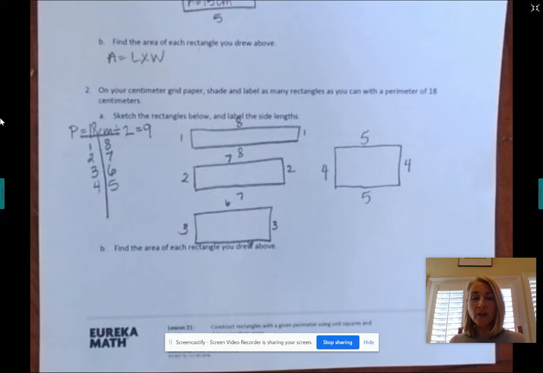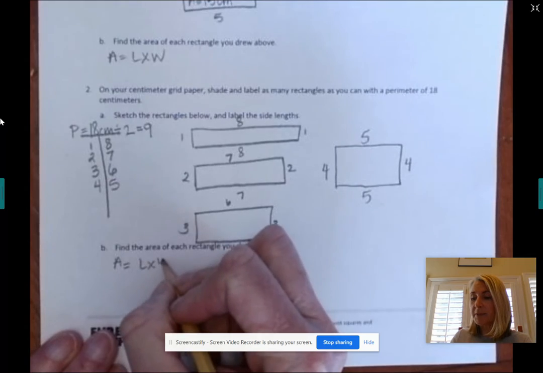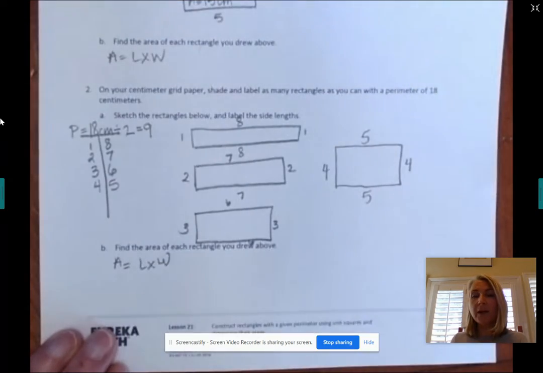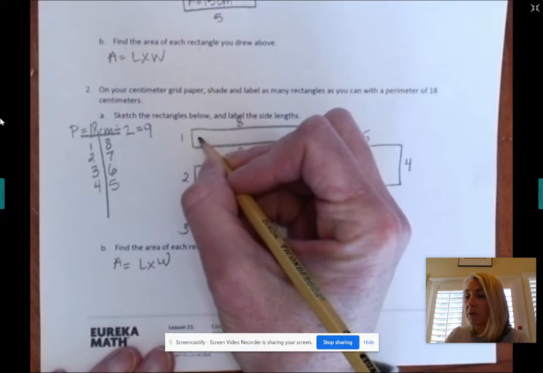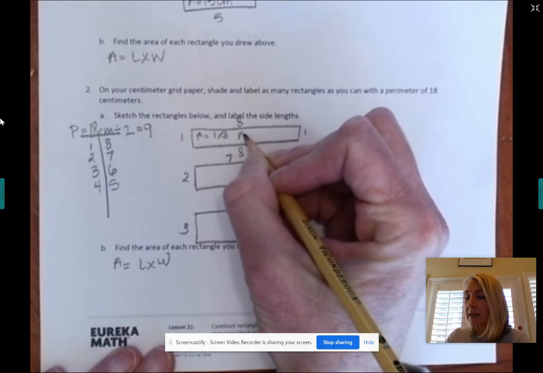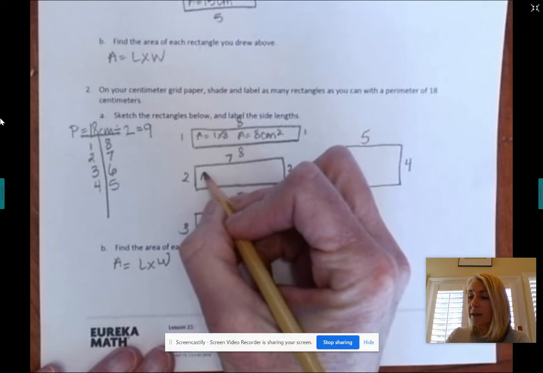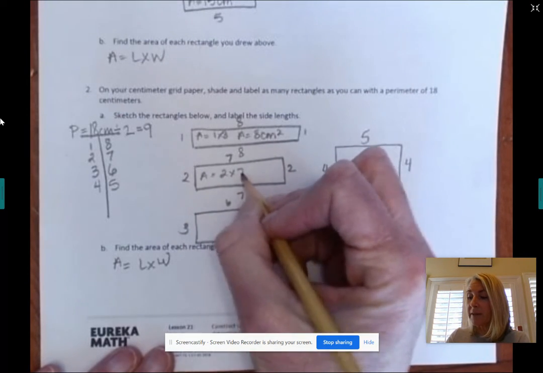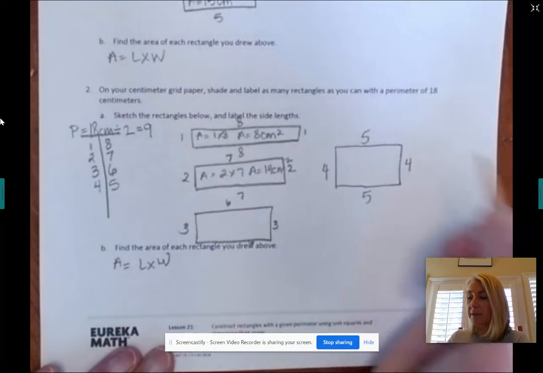Everything's labeled, everything's generated. Find the area of each rectangle you drew above. Area, remind yourself each time, is length times width. So I'm going to solve up here in the rectangles themselves so that we can see which areas go with which figures that we've created. Area of figure 1 is a 1 by 8. So that area equals 8 centimeters squared. Area 2 is a 2 by 7. So that area will equal 14 centimeters squared.